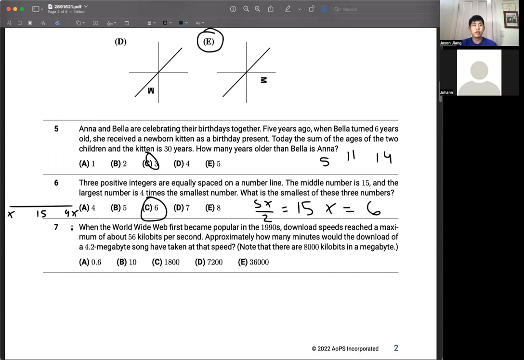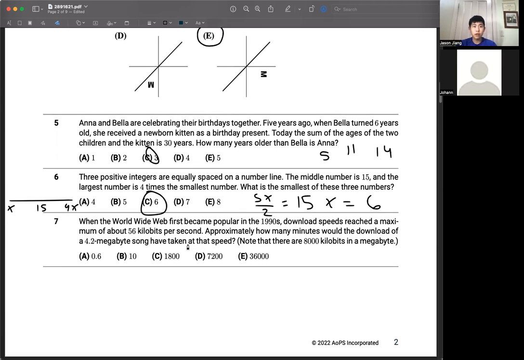Another way you could have done it is to say 15 minus x equals 4x minus 15. So looking at the differences and setting those two equal to each other. And that might be slightly more intuitive, but you should get the same answer.